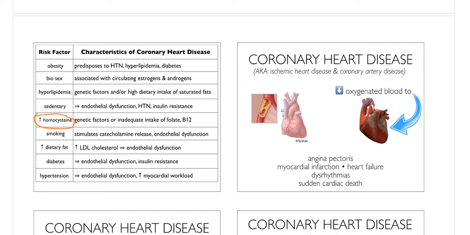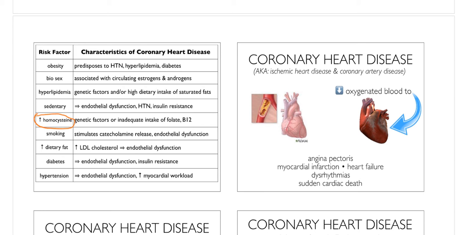I can't tell you exactly how it works because I tried looking into it and either they don't understand or it went straight over my head because I'm only a nursing student, so that's okay. The increase in homocysteine, though, just remember that that does increase the risk of developing coronary heart disease. Increased homocysteine, increased coronary heart disease.